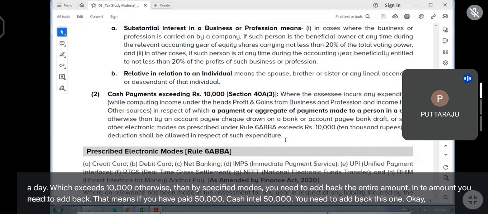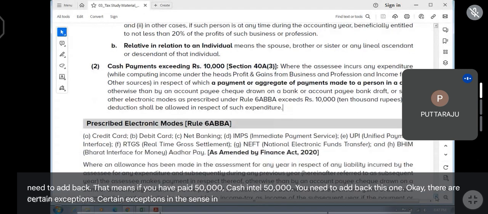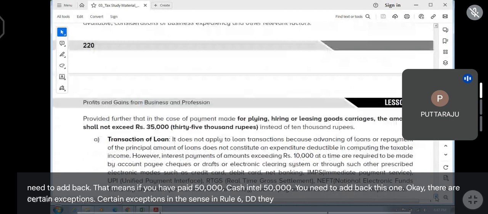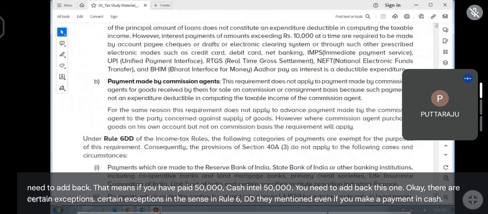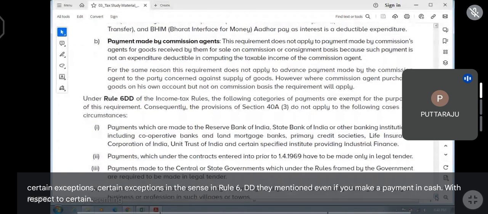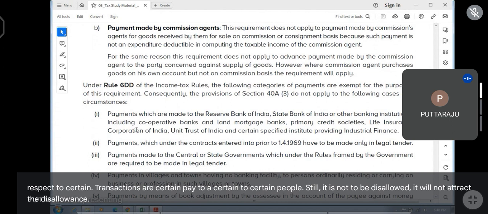Okay. There are certain exceptions. Certain exceptions in the sense, in Rule 6DD, they mention that even if you make a payment in cash with respect to certain transactions or to certain people, still it is not to be disallowed. It will not attract the disallowance. They have given a few lists. Out of this, I will tell you a few. The other things, please glance through once.